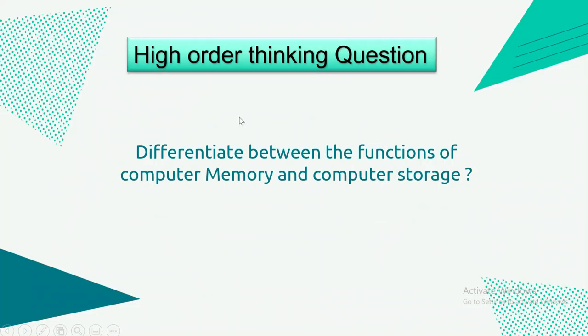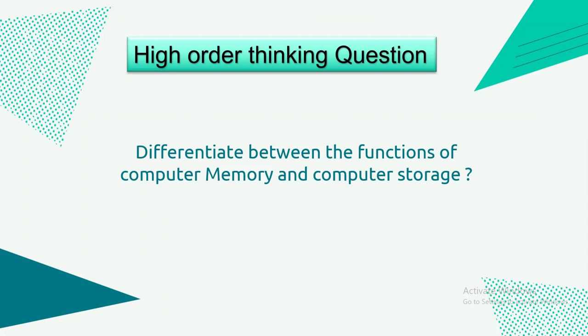Now we have a higher order thinking question. Differentiate between the functions of computer memory and computer storage. Now remember students, computer memory is the RAM, random access memory, and computer storage is the hard disk. So what is the difference between their functions?